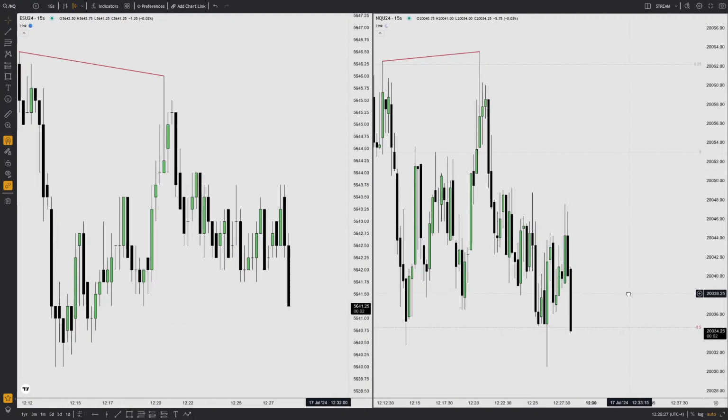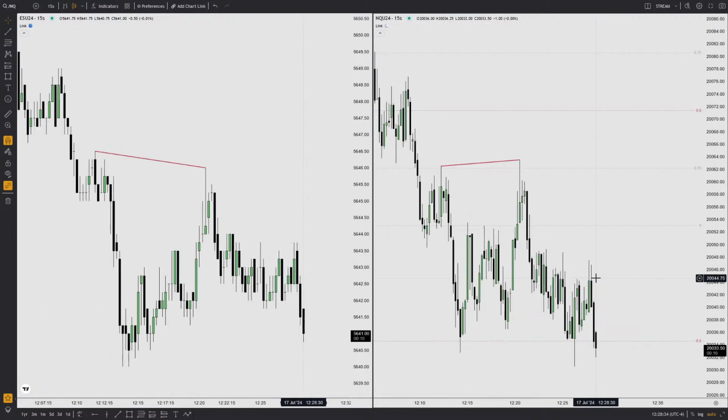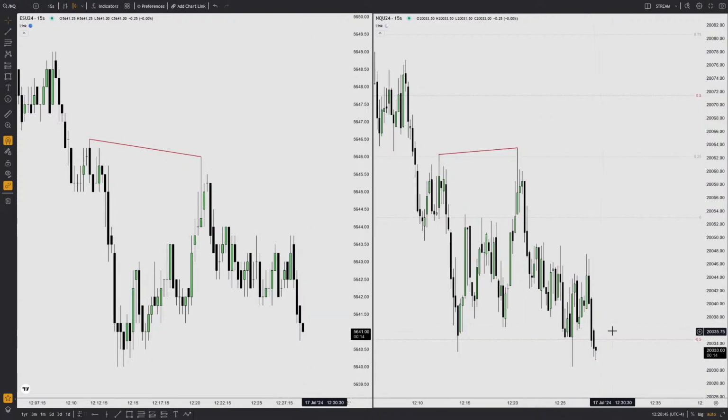On second thought, I think that I don't want to play against the order flow, so I'm not gonna look for longs. I'm just gonna wait and see if there's any opening I can get to continue the downtrend.